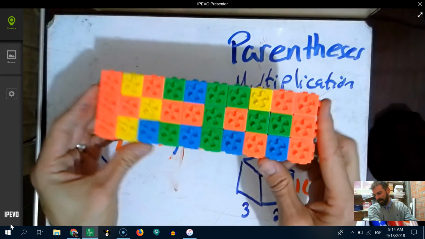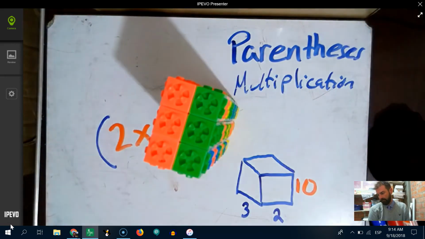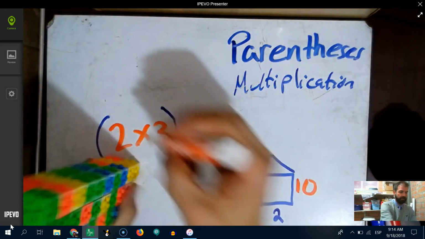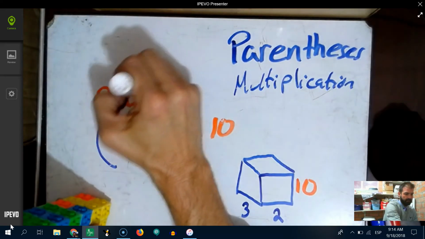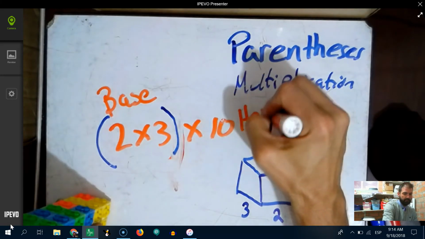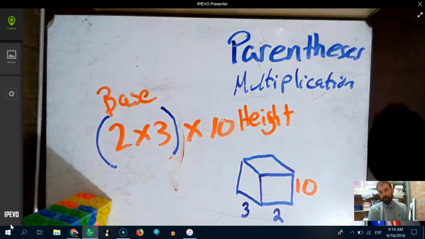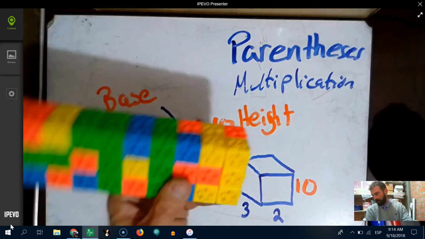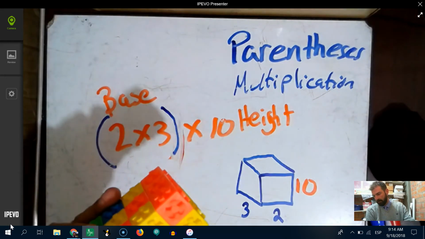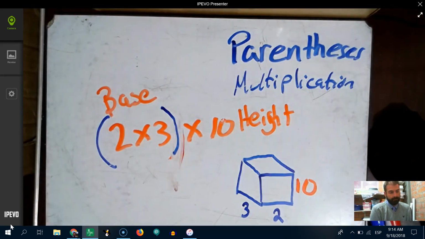But you need to understand your base versus your height. Base versus height. So this is our base, and this is our height. So we will be looking for that understanding: inside the parentheses is your base, and the third number in the multiplication is your height. That's how we're using parentheses now. There are other uses of parentheses, and we'll talk about that at some other point, but right now it's just that the parentheses equal the base of the object that you have. All right.